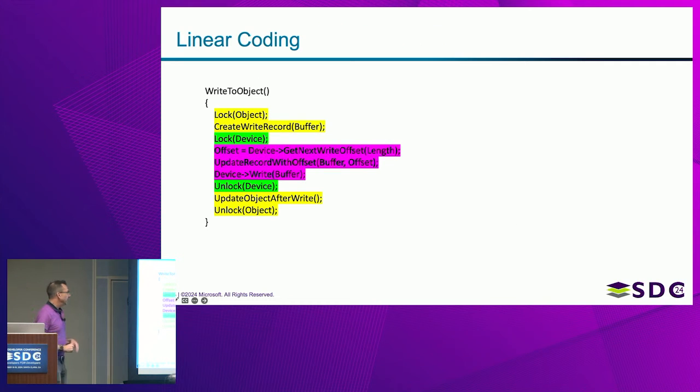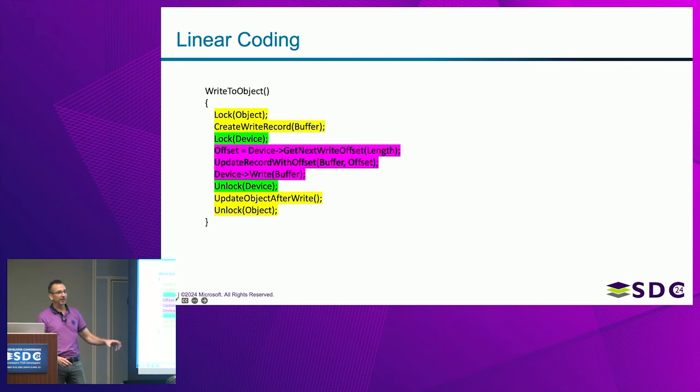So this is what I'm just calling linear code. This is old school, right? We want to write to an object, so what are we going to do? Well, we're going to lock that object so nobody else can touch it. And then I'm going to create a write buffer or whatever it is, something based on the object, pulling fields out of it.